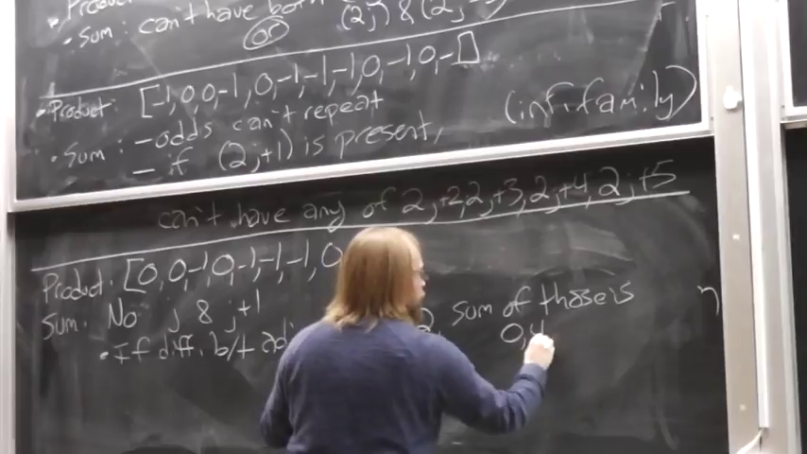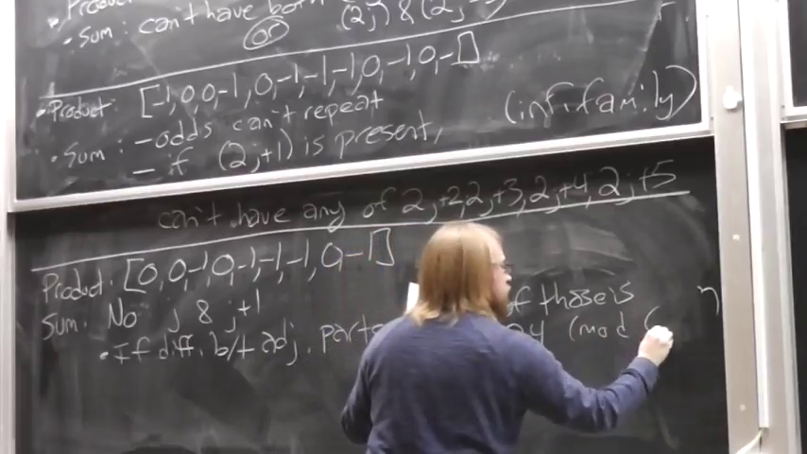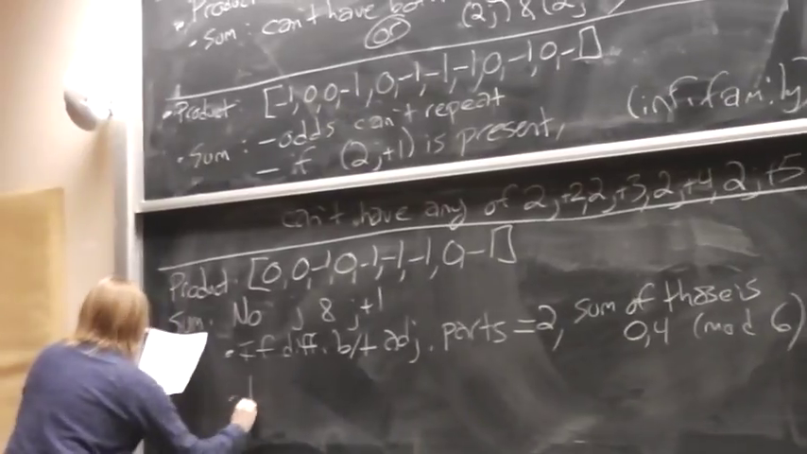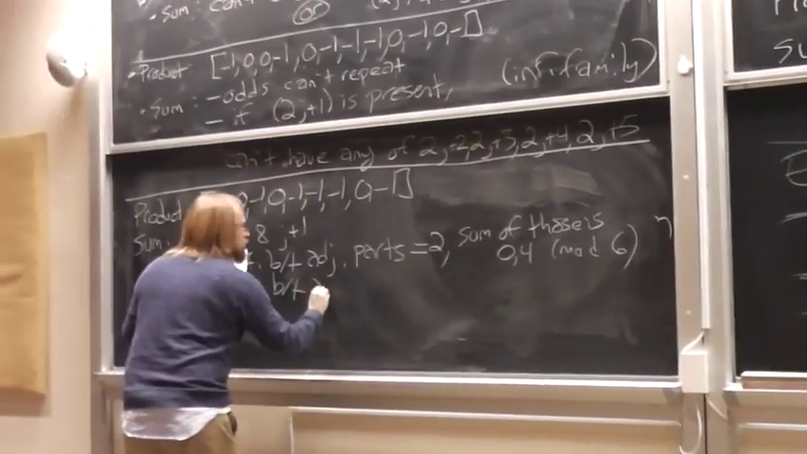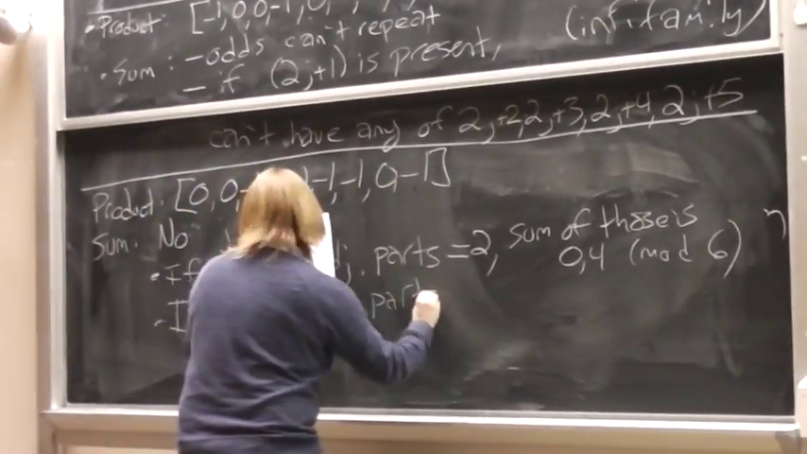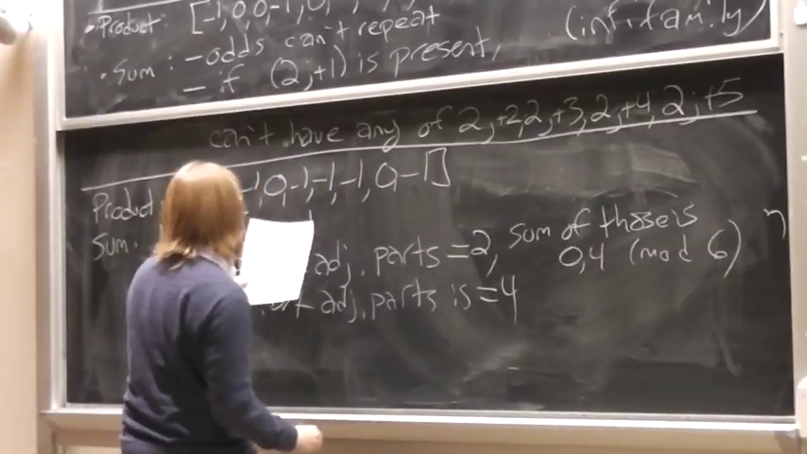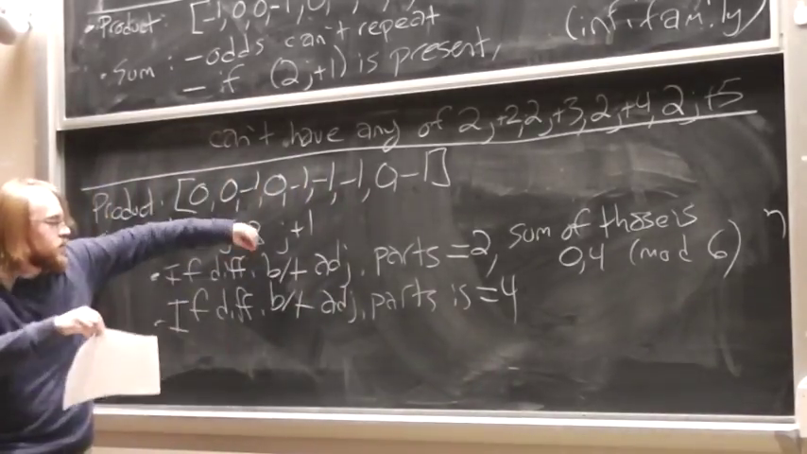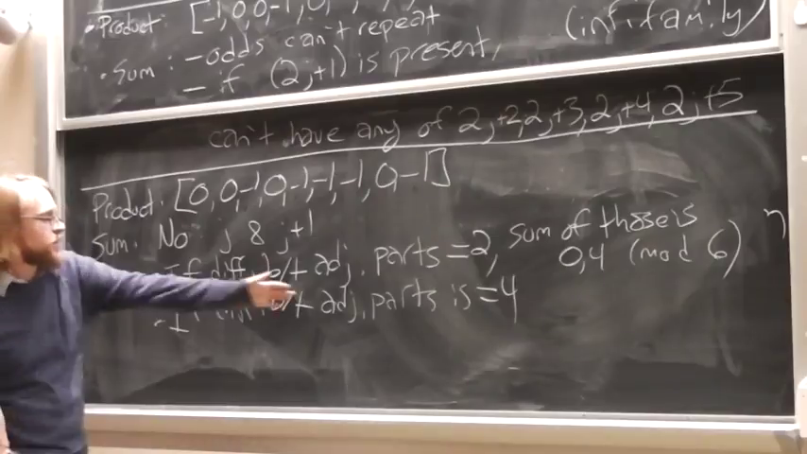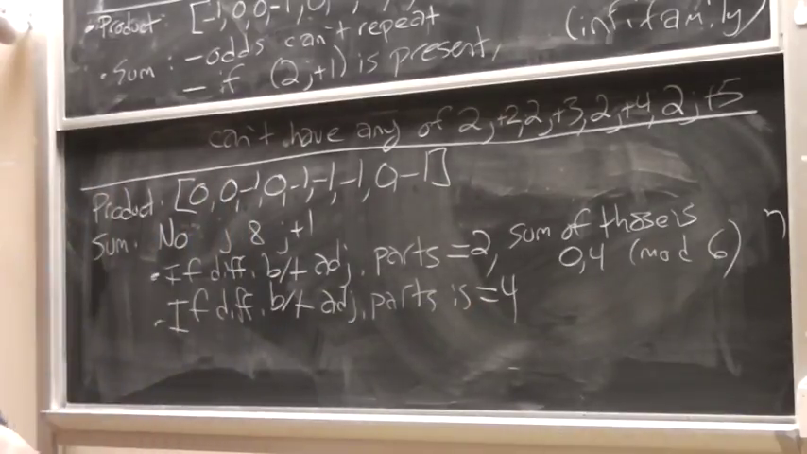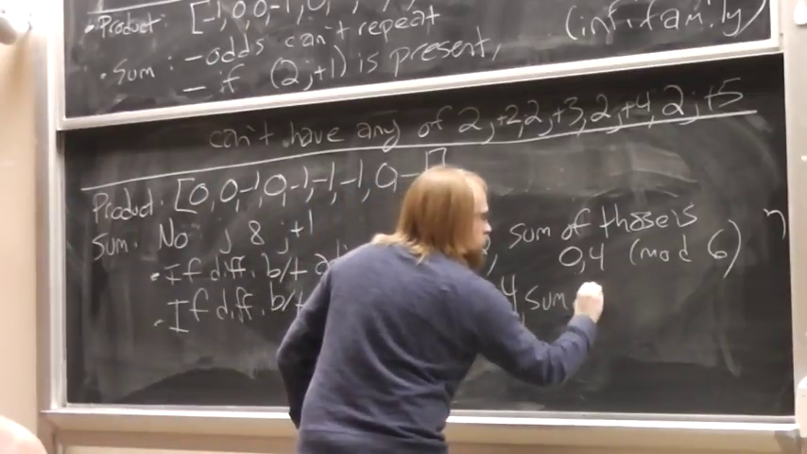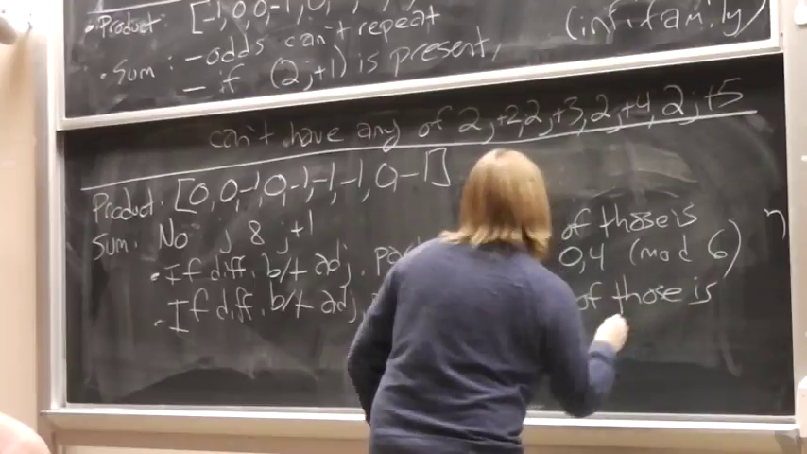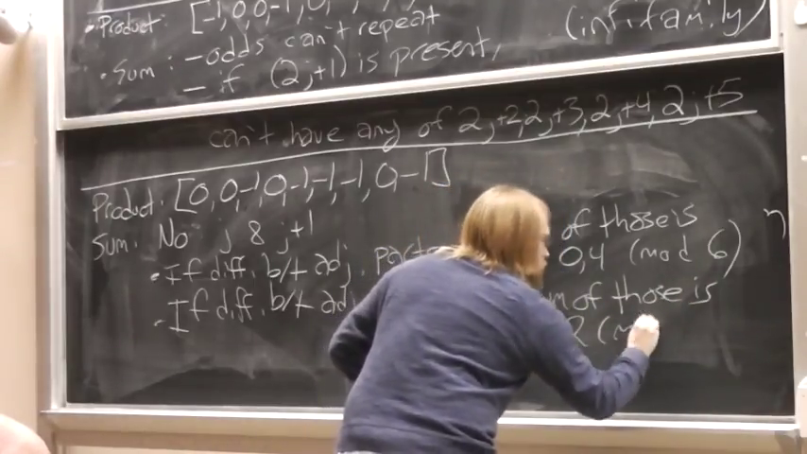The sum of those is 0 mod 6. And if the difference between adjacent parts is equal to 4, so I'm saying adjacent parts here. So if you have both, the difference here is 4. So if you have both a 5 and a 9 in your partition, for instance, the sum of those is 2 mod 6.